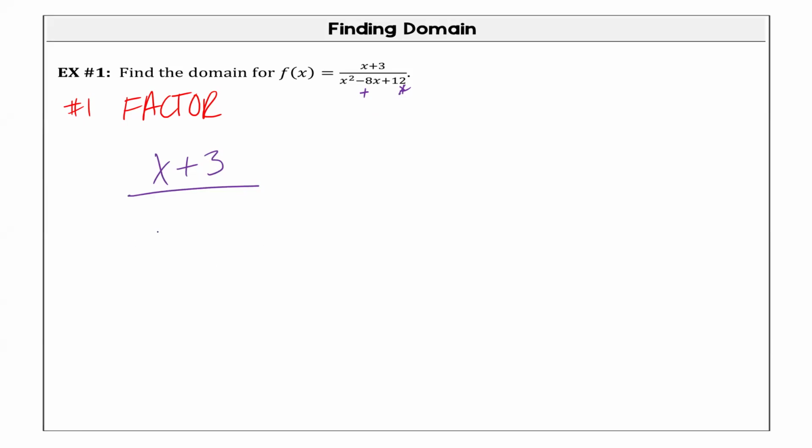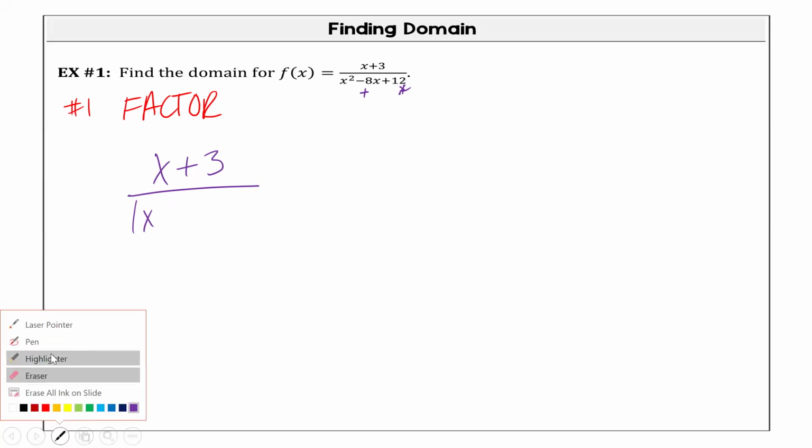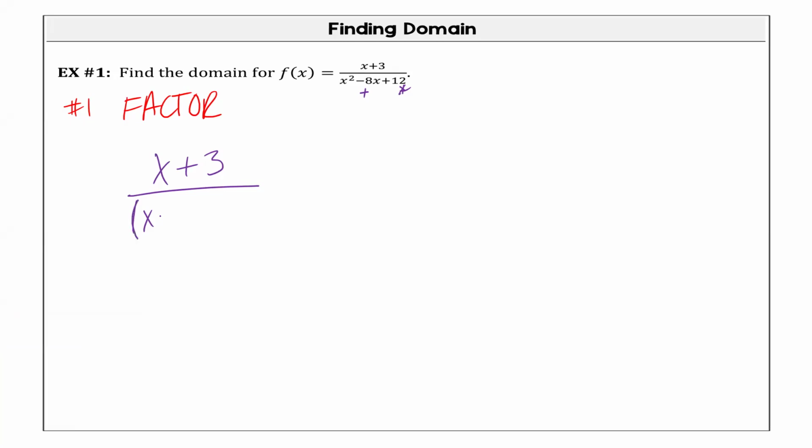What do they have to be? They both have to be negative. There we go. So our factors would be what? So we have X minus 6. It's a parenthesis. It just got weird. I made it better. Okay. And so we've now factored.